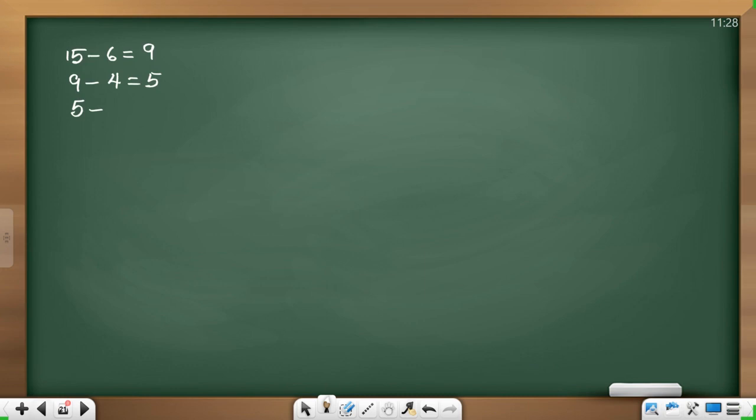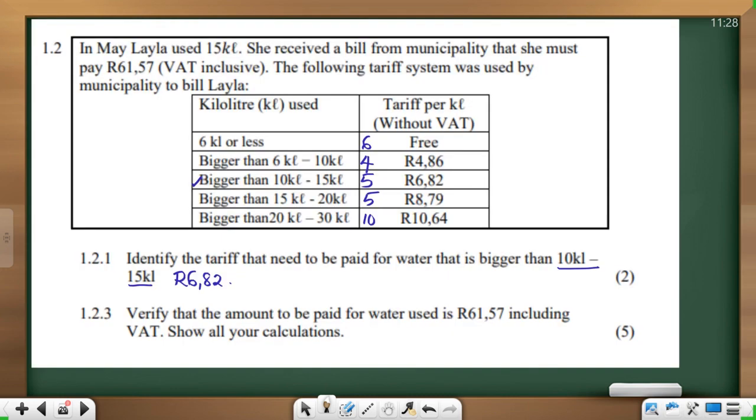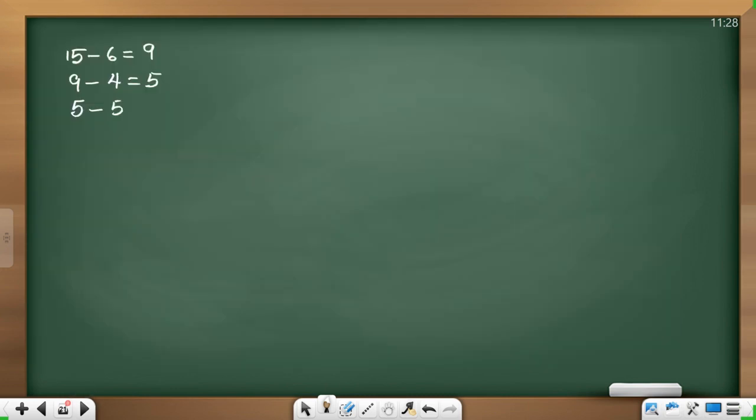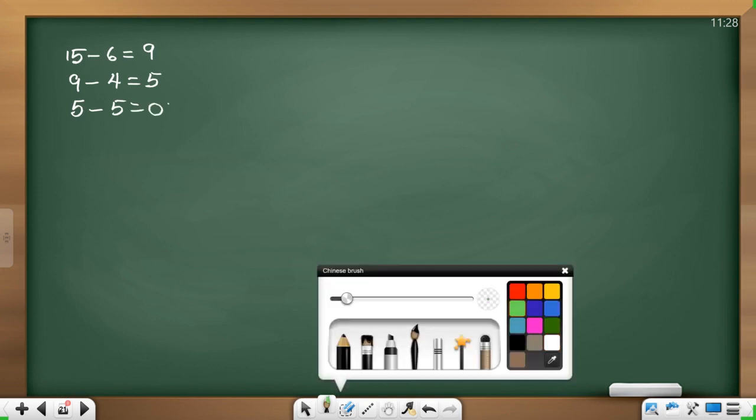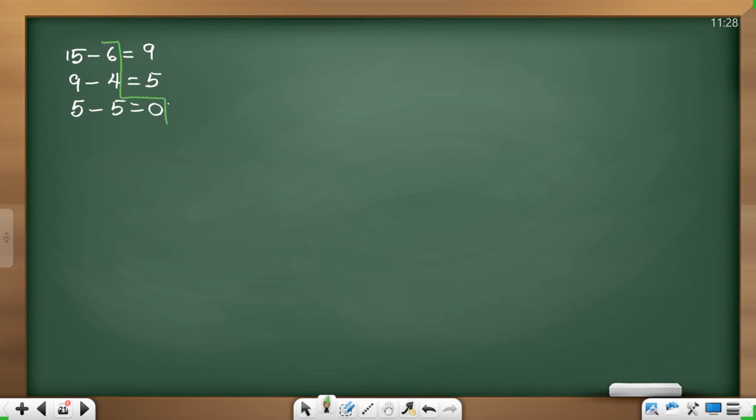5 minus, what's in our third block? Our third block is 5. And that gives me a 0. There's no need to continue since I have a 0. Anything less than 0 would give me a negative. So, check. That's actually it. The same system.